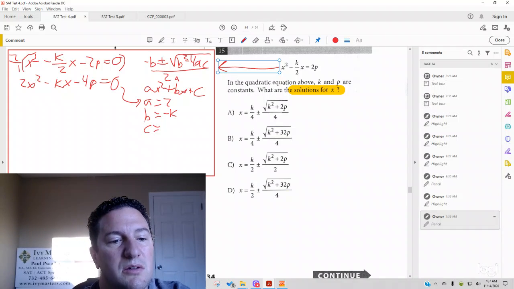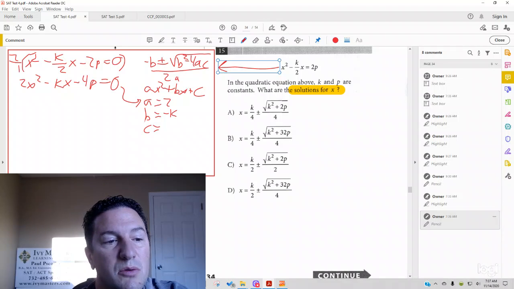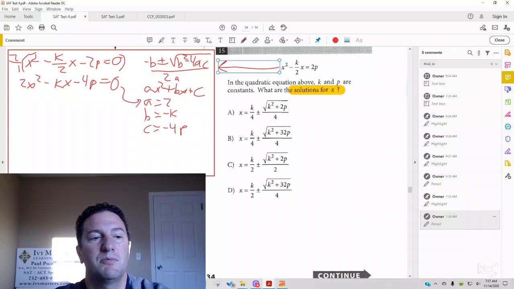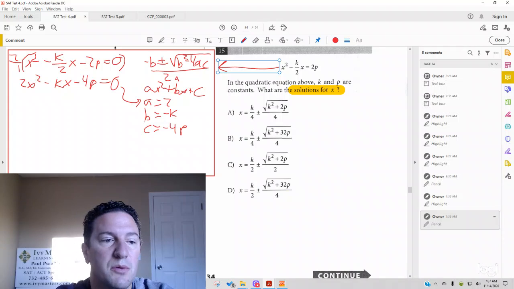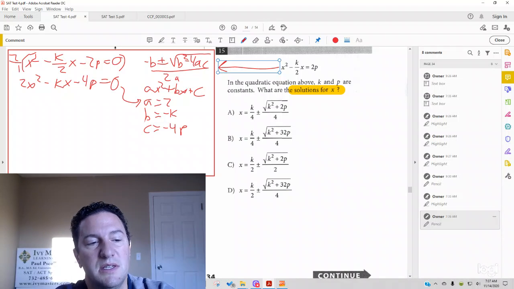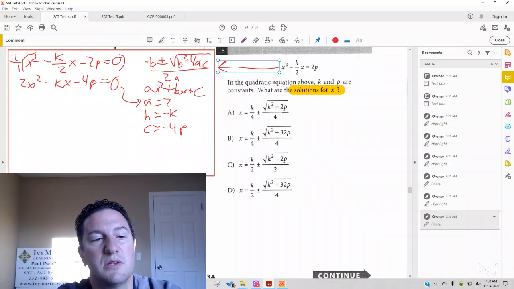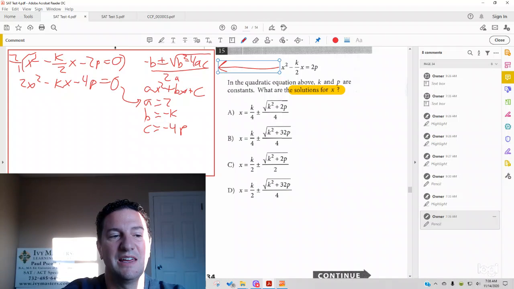What does your c equal? Your c does not equal 4, it does not equal negative 4, it does not equal 4p, it equals negative 4p. Why? Because p holds a value, and if your p is 2, then your c is going to be negative 8. If your p is 3, then your c is going to be negative 12. So c is that whole thing. It's negative 4p. It's anything that does not have an x or an x squared attached to it.